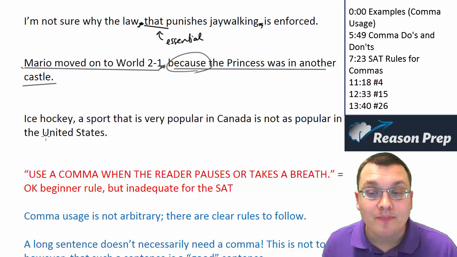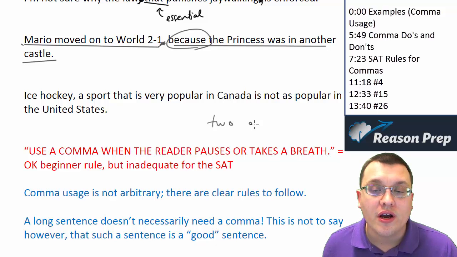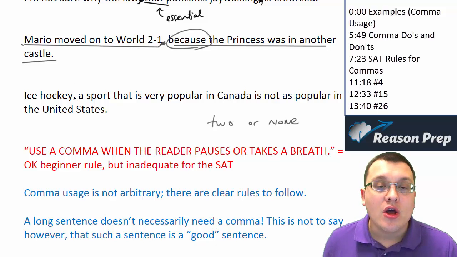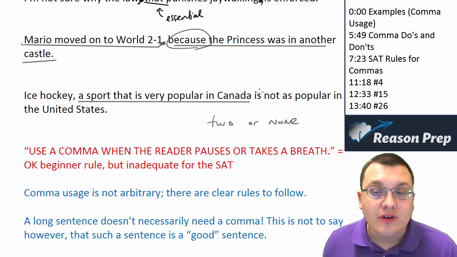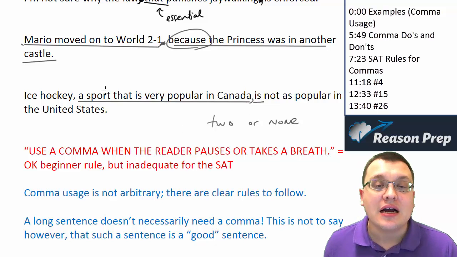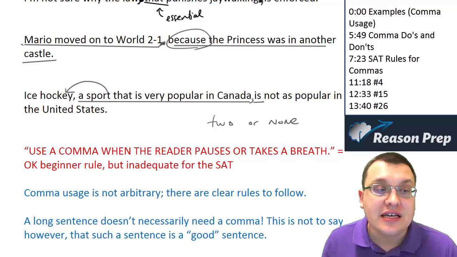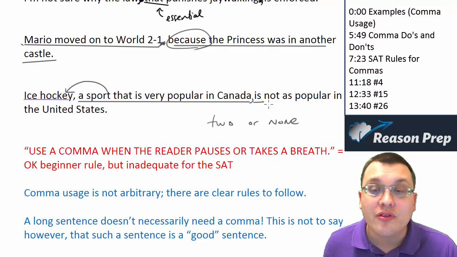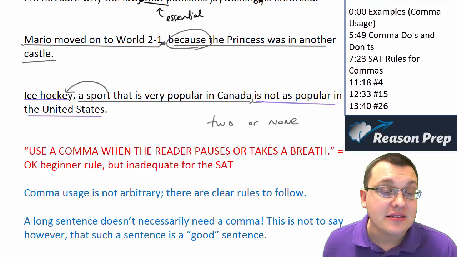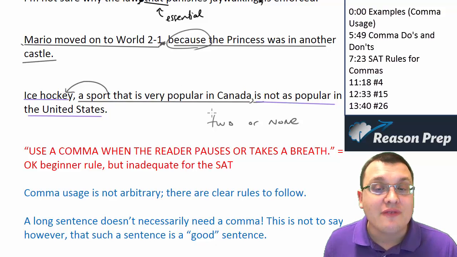So delete that comma. Ice hockey, a sport that is very popular in Canada, is not as popular in the United States. This is our two or none rule in action, right? This is a appositive phrase, right? Here's the main verb of the sentence. So if we've got a comma here, we need a comma here. So ice hockey, appositive phrase, a sport that is very popular in Canada, is not as popular in the United States. Note if I just read the sentence by itself without the phrase, I would get something that makes sense. Ice hockey is not as popular in the United States. Fine. So we need to have two commas here. So we would add a comma in that position.